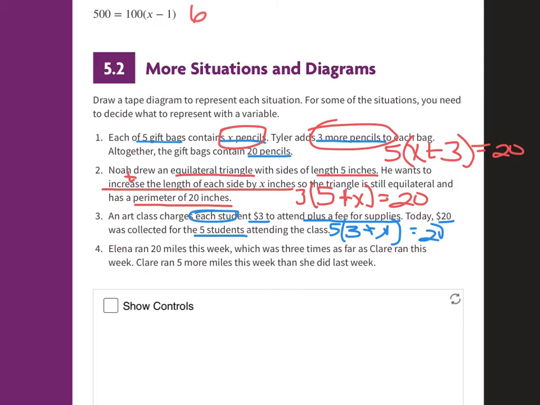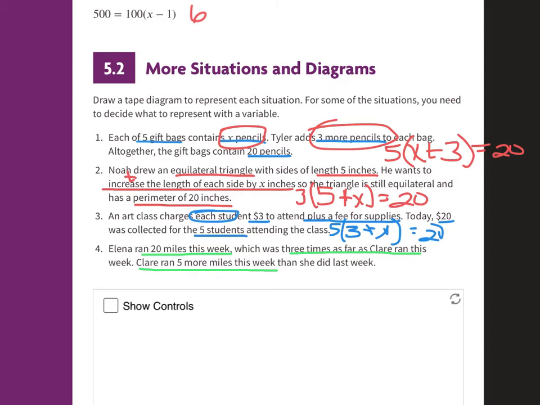Okay, and number 4. Elena ran 20 miles this week, which was 3 times as far as Claire ran this week. Claire ran 5 more miles this week than she did last week. Whew. A lot of stuff going on there. So Elena ran 20 miles, which was 3 times as far as Claire ran this week.